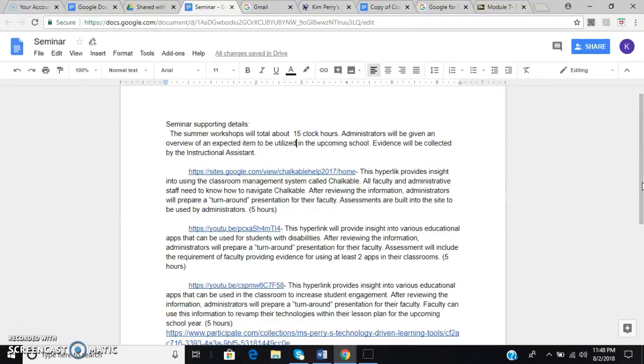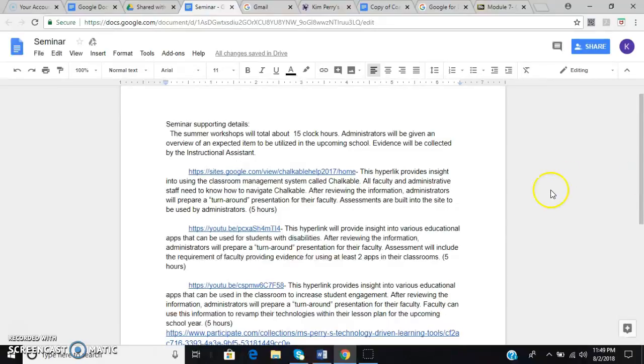Here I have supporting details for a professional development application, which was another assignment that we completed. Basically, what I am suggesting is that within this conference, summer workshop, 15 clock hours will be awarded as PLUs or CEUs, continuing education units for those who attend, PLUs for administrators.